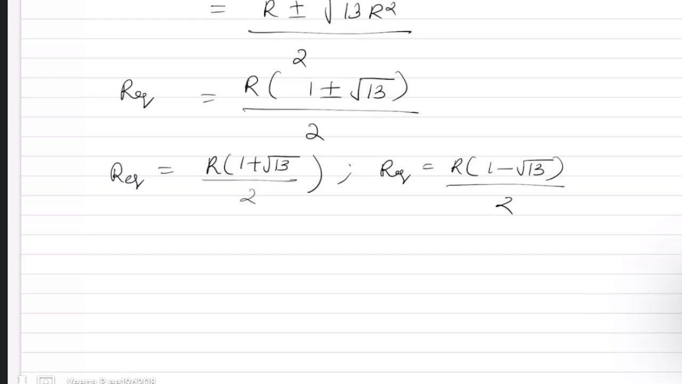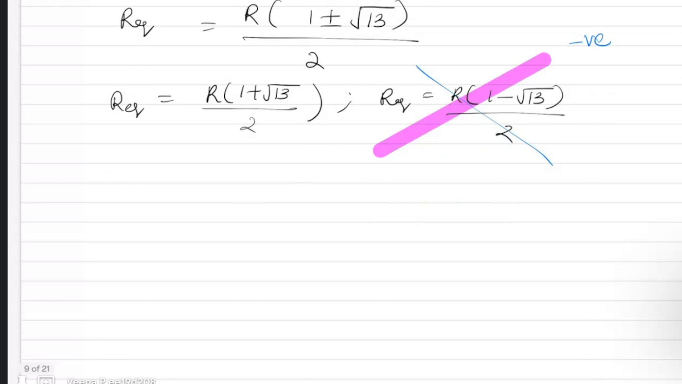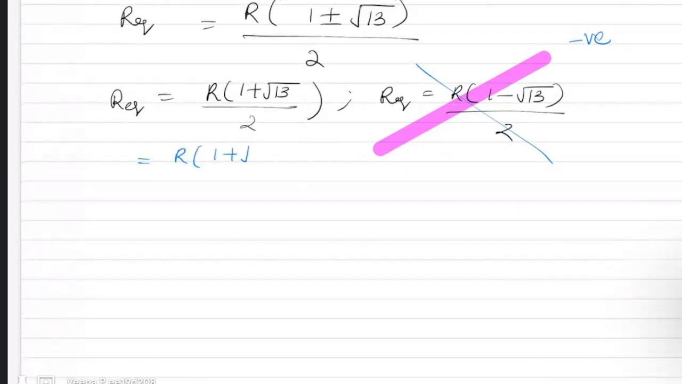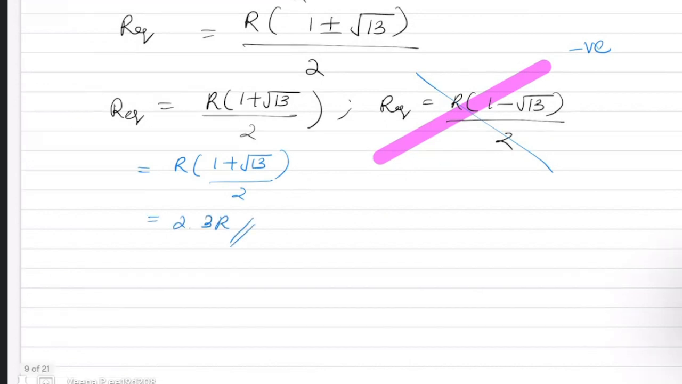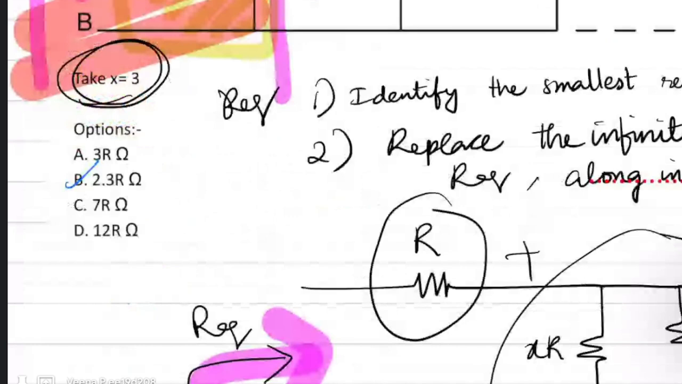Now this value comes out to be negative. So resistance value cannot be negative. So this is not the solution. So the solution is r into 1 plus under root 13 the whole divided by 2. Now 1 plus under root 13 the whole divided by 2 comes out to be 2.3. So this is 2.3 r. So the answer is 2.3 rb.